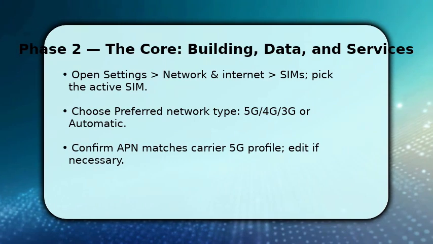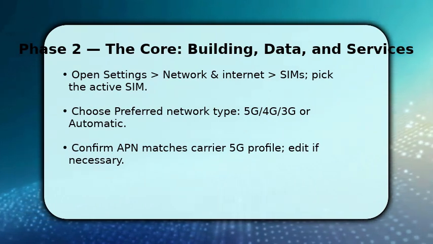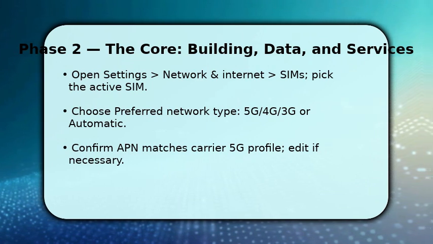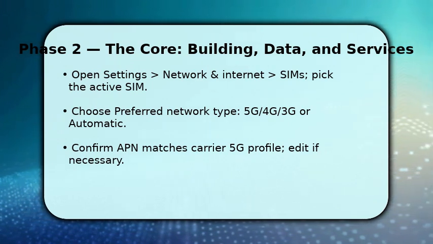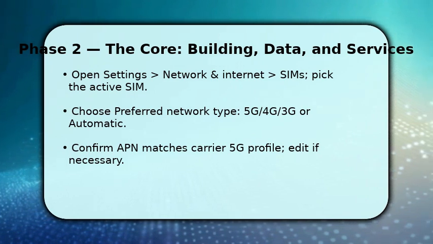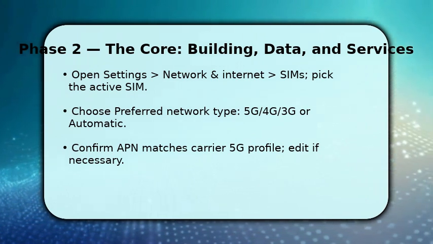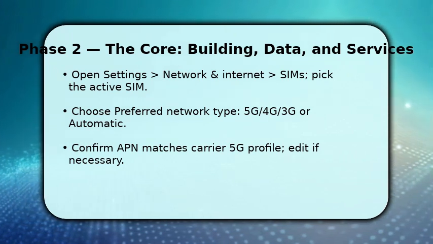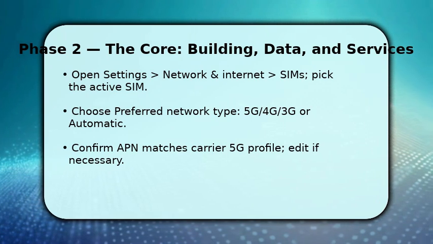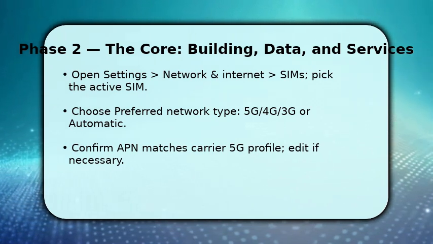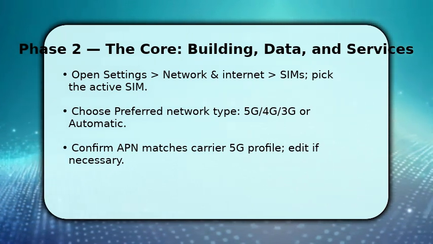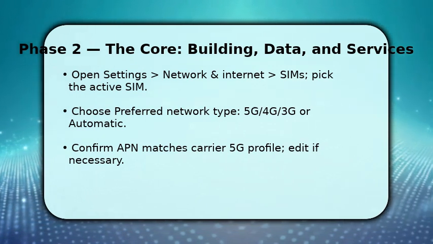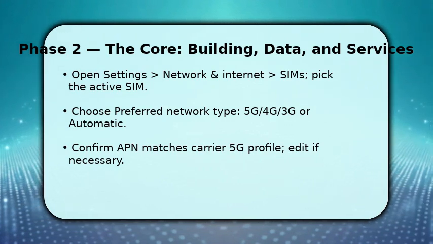Now you configure the phone to actually use 5G. Go to Network and Internet, pick the active SIM, and set preferred network type to 5G/4G/3G or automatic so the radio can latch to 5G when available. Then check the APN details. Carriers sometimes require a specific APN for 5G data. Edit host, MMSC, and protocol if your carrier provided values. Once saved, toggle mobile data off and on to force a re-registration. You should see a 5G indicator when you're near compatible coverage.